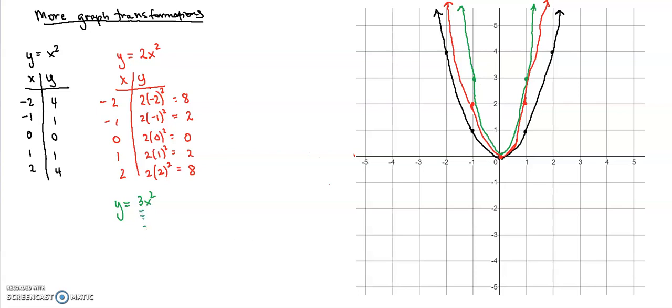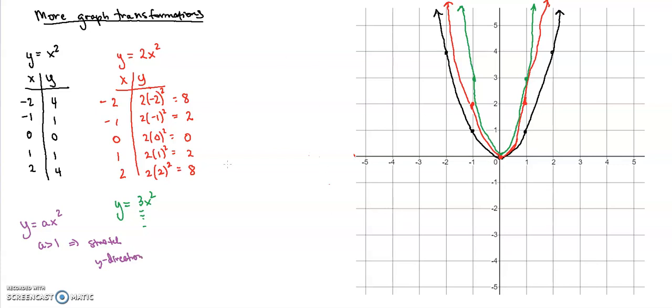So let's add that to our general rule list. If we have y equals ax squared, and a is a number bigger than 1, then we stretch in the y direction. Okay, so we stretch our Silly Putty up and down.